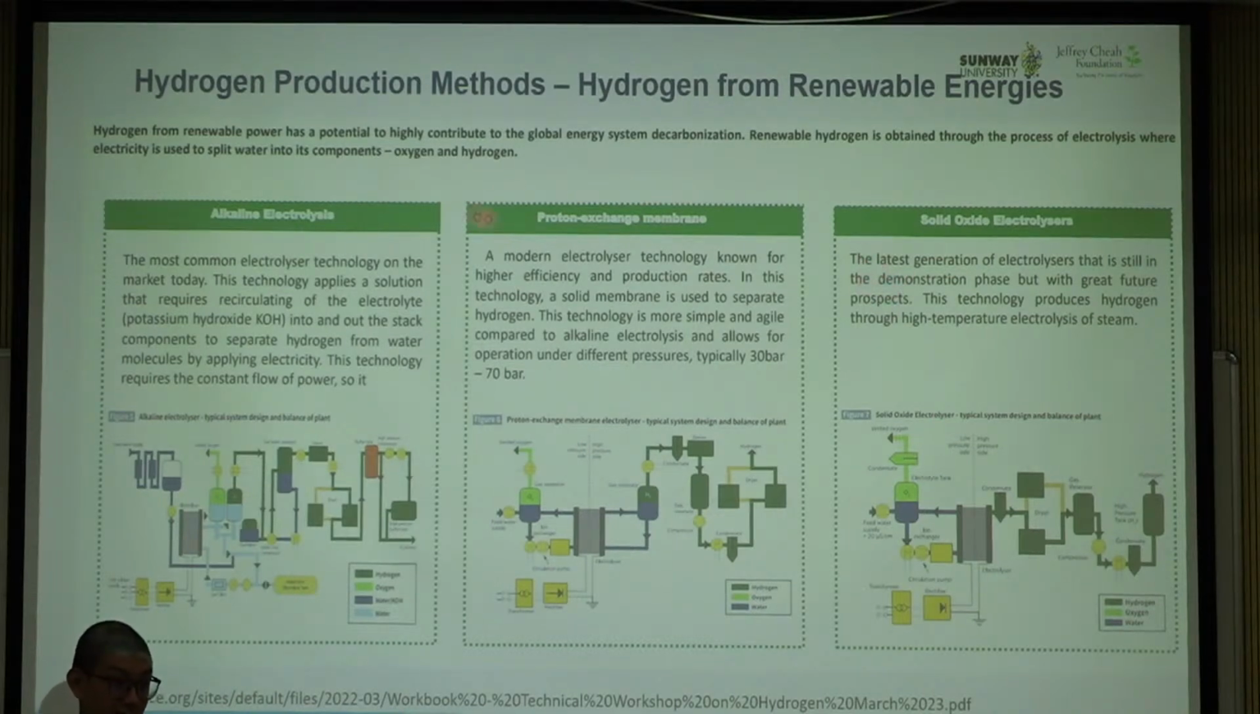But the overall process is green if using solar power. So Australia is using this method. They export the hydrogen to Japan because the demand for hydrogen in Japan is very high.